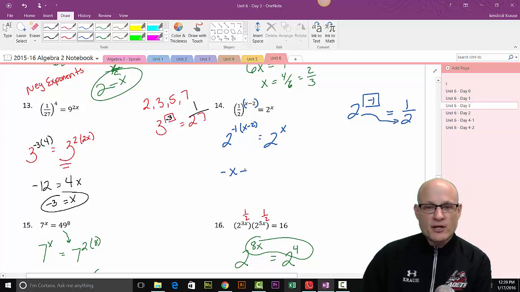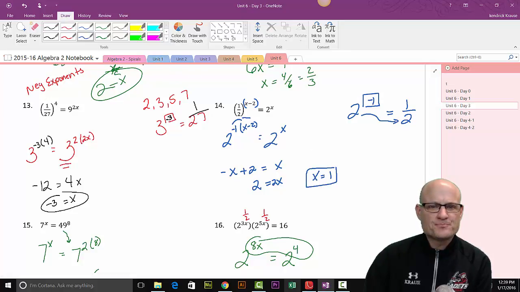Negative x plus 2, I distributed, is equal to x. Add the x over, I get 2 is equal to 2x, or x is equal to 1. Now, let's see if that makes sense.